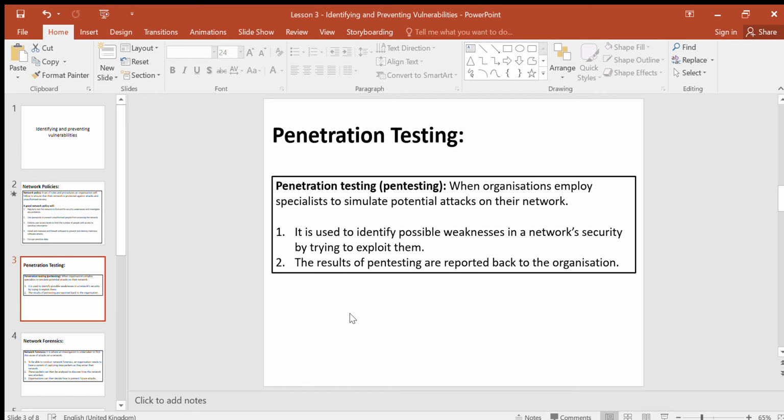So let's have a look at some of these features of a network policy in more detail. A penetration tester is an individual who will attack, in speech marks, the network, but with the intention of bridging those gaps and making sure there are no weaknesses on the network before a less ethical hacker was able to exploit them. So essentially you're hacking, but then reporting your findings back to the company.